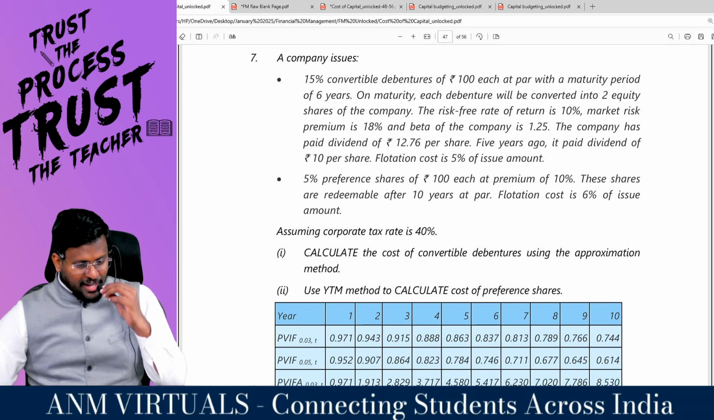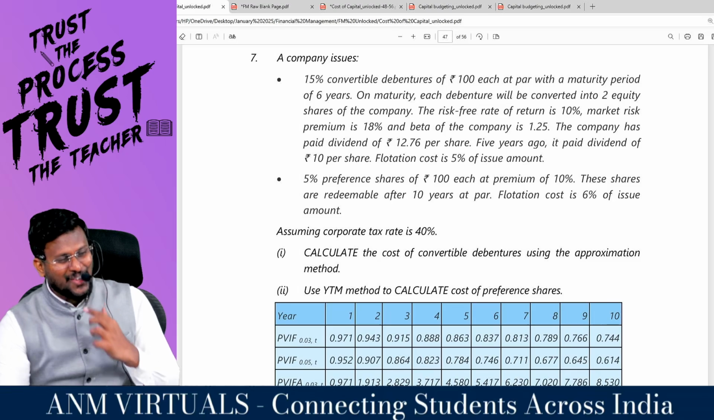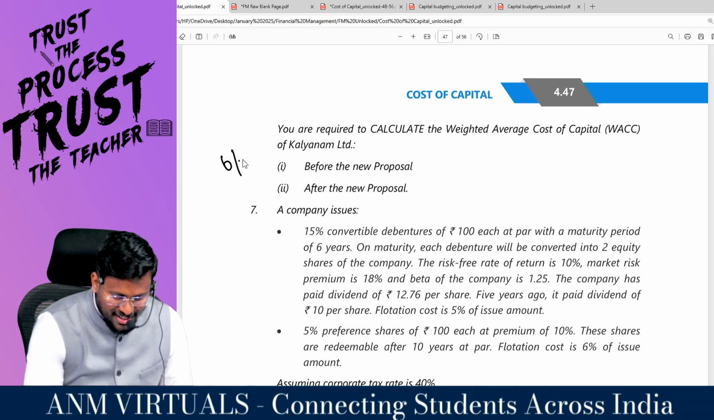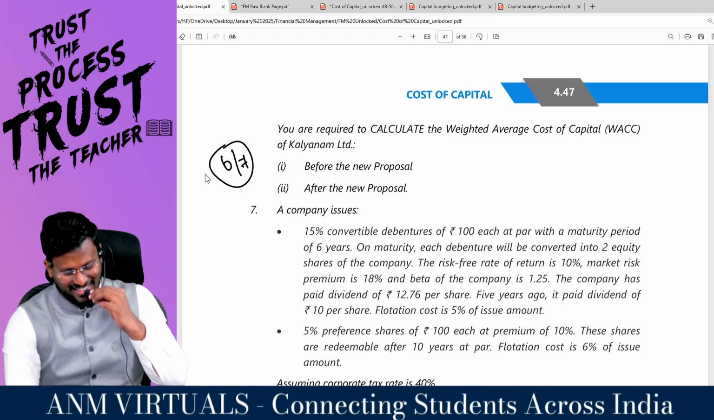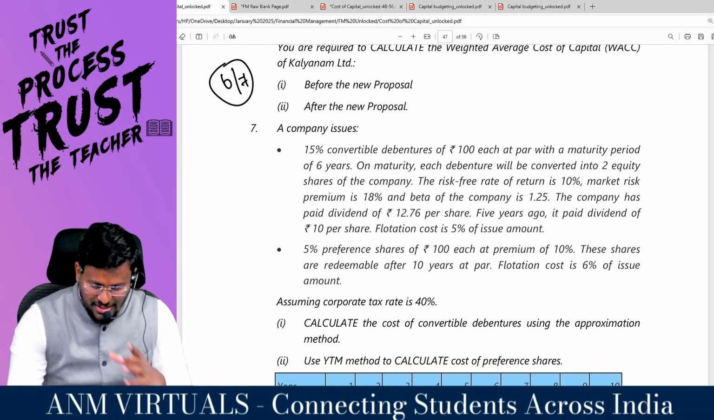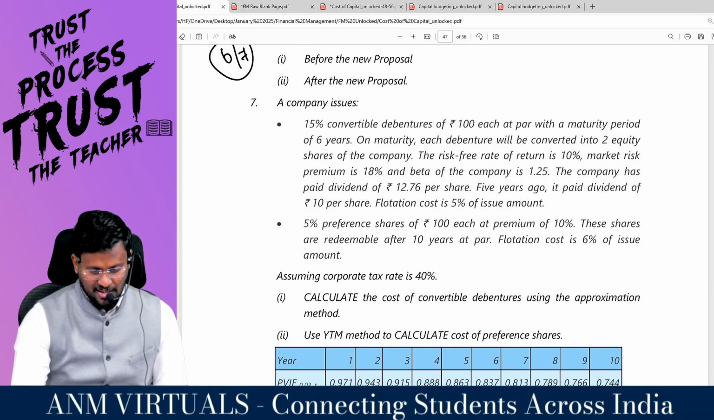Very happy afternoon to all. We have completed 6 questions out of 7 questions in the chapter cost of capital. We are moving to the last question, the 7th question. Very good question.